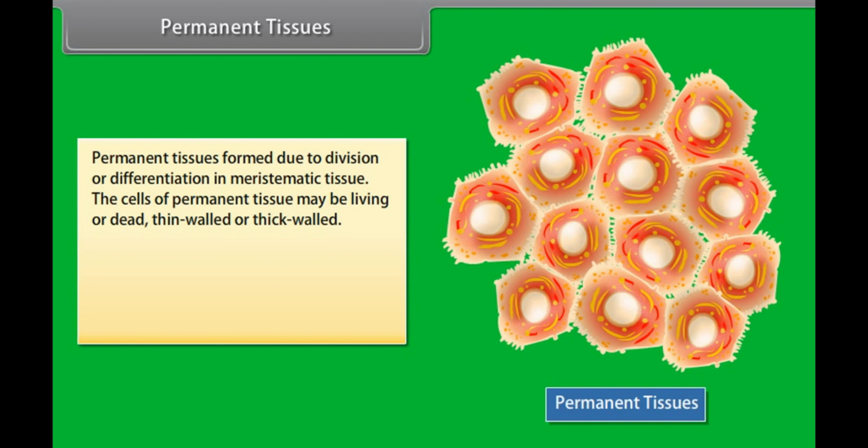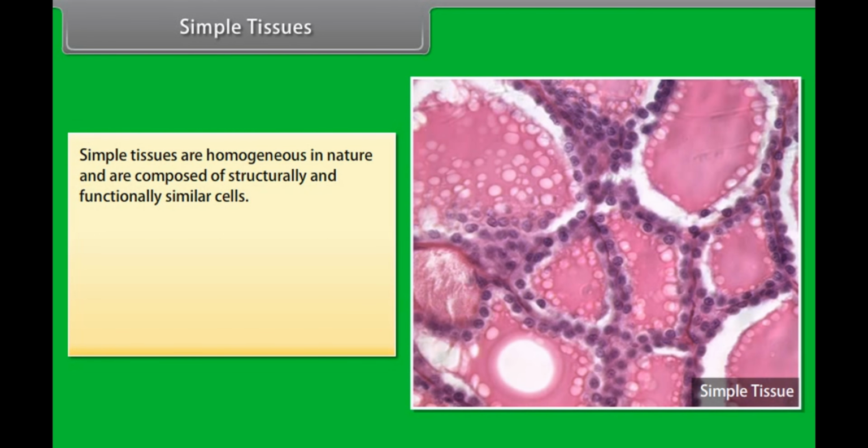Permanent tissues. The permanent tissues are formed due to division or differentiation in meristematic tissue. The cells of permanent tissue may be living or dead, thin-walled or thick-walled. Permanent tissues are of two types: simple tissues and complex tissues. Simple tissues are homogeneous in nature and are composed of structurally and functionally similar cells. These are of three types: parenchyma, collenchyma, and sclerenchyma.